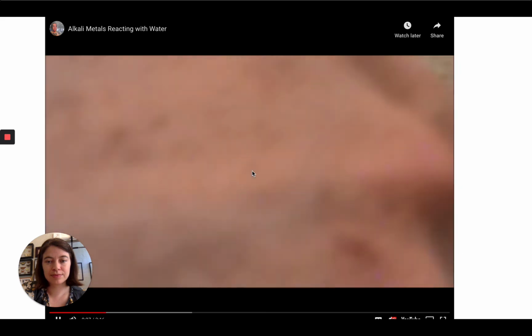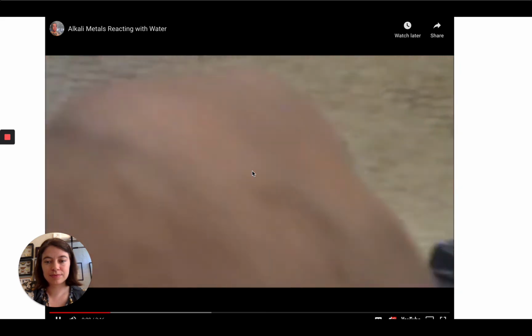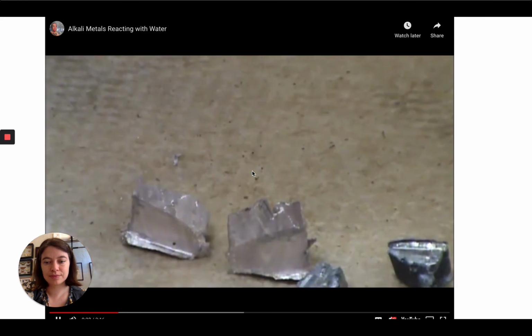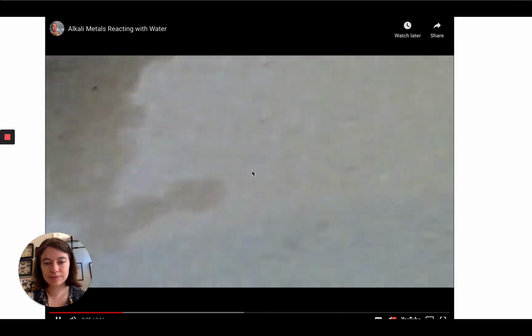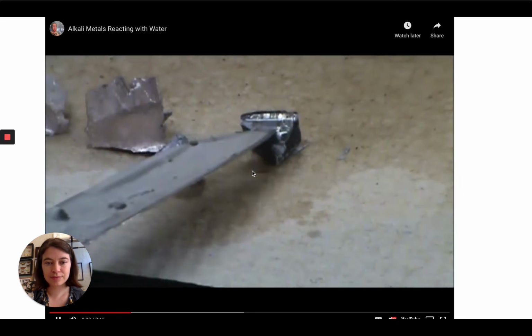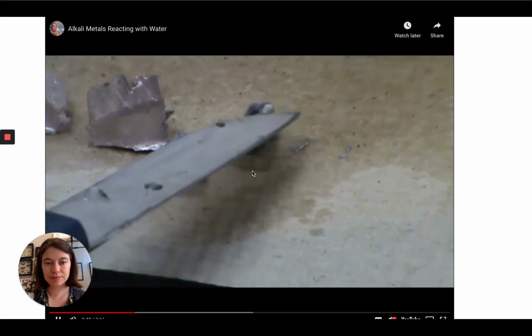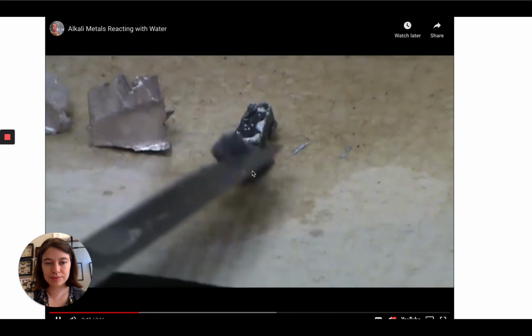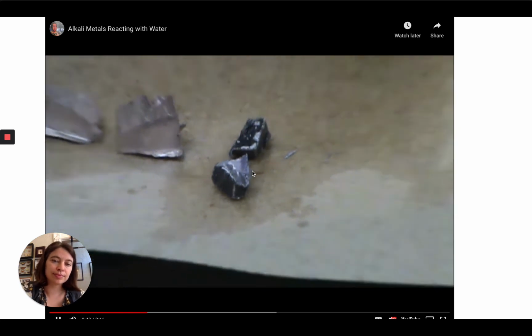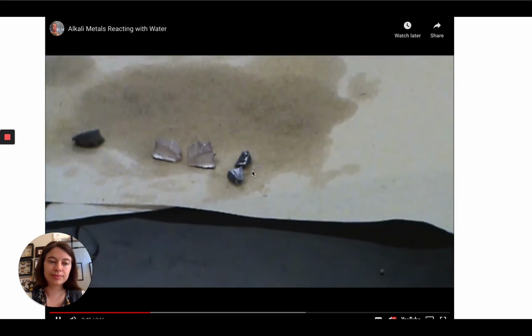I'm going to go ahead and give this kind of a half cut. For the potassium, this is the side that's freshly cut, and you can see the dullness of the other sides compared to that one. So I'm going to take those three and add them to water, and we can look at the reactivity of those three alkali metals with water.